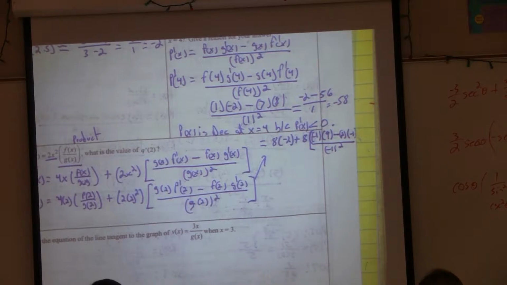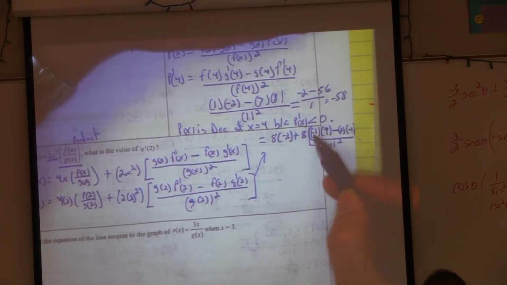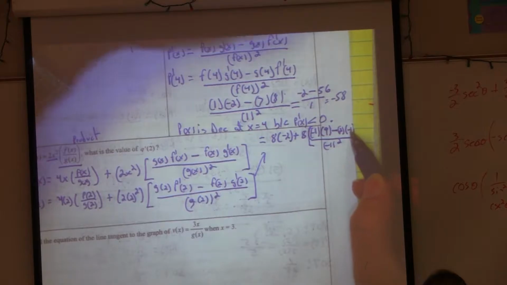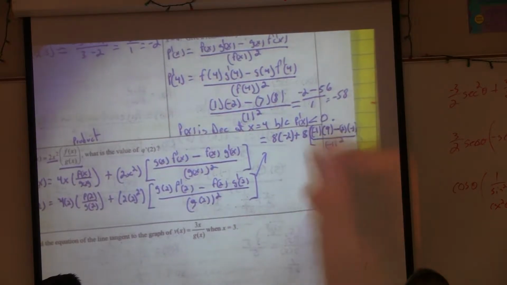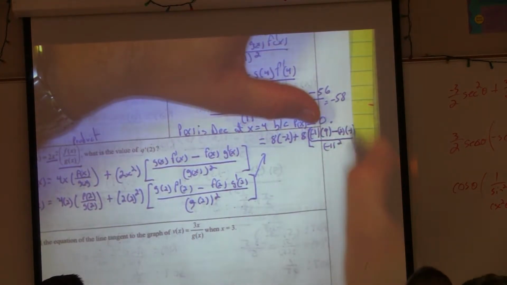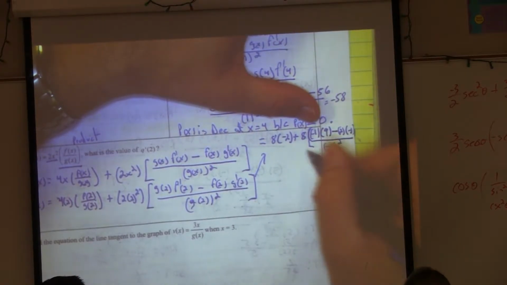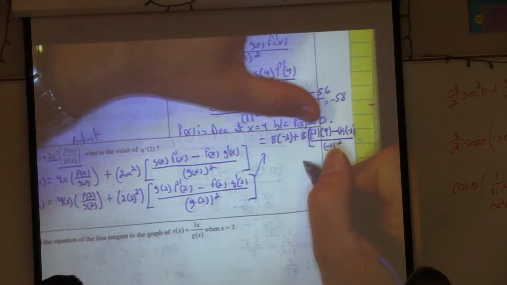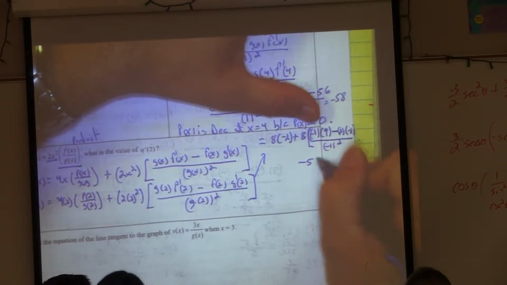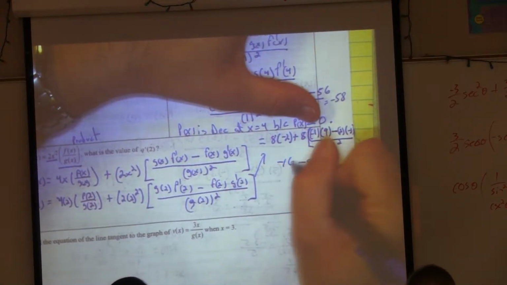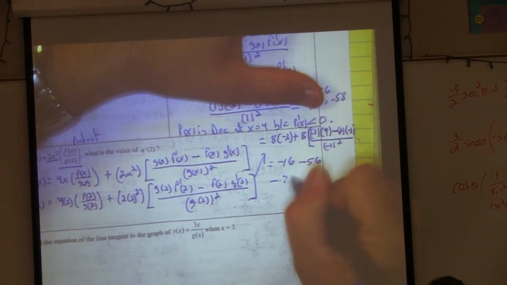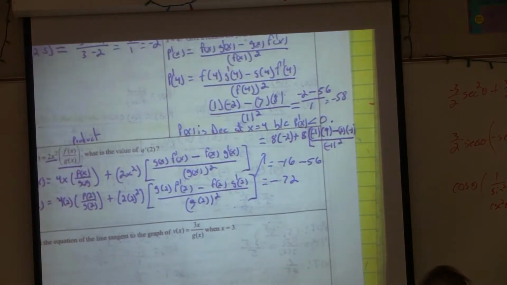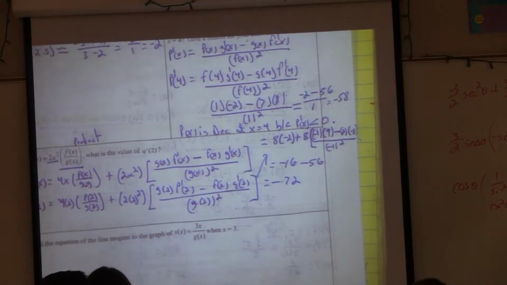What's 1 times negative 9? Negative 9. Negative 2 times negative 1? Positive 2. So negative 9 plus 2? Negative 7. So all of this right here is negative 7 because it's negative 7 over 1, right? So negative 7 times 8? Negative 56. And this is negative what? 16, so that's a total of negative 72. Pretty cool.